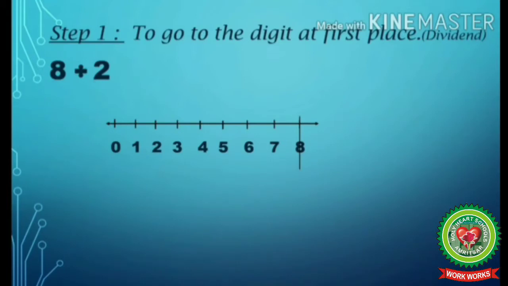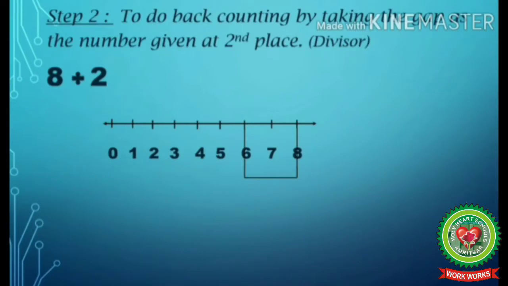After that, our second step will be to do back counting by taking the gap of the number given at second place, that is the divisor. Now in 8 divided by 2, we are dividing 8 by 2, so 2 will be the divisor. Now from 8 you have to go back taking 2 gaps. From 8 we will go 7, 6. So draw a line on 6 and join both the lines with the scale. Don't use freehand drawing, draw the line with a scale.